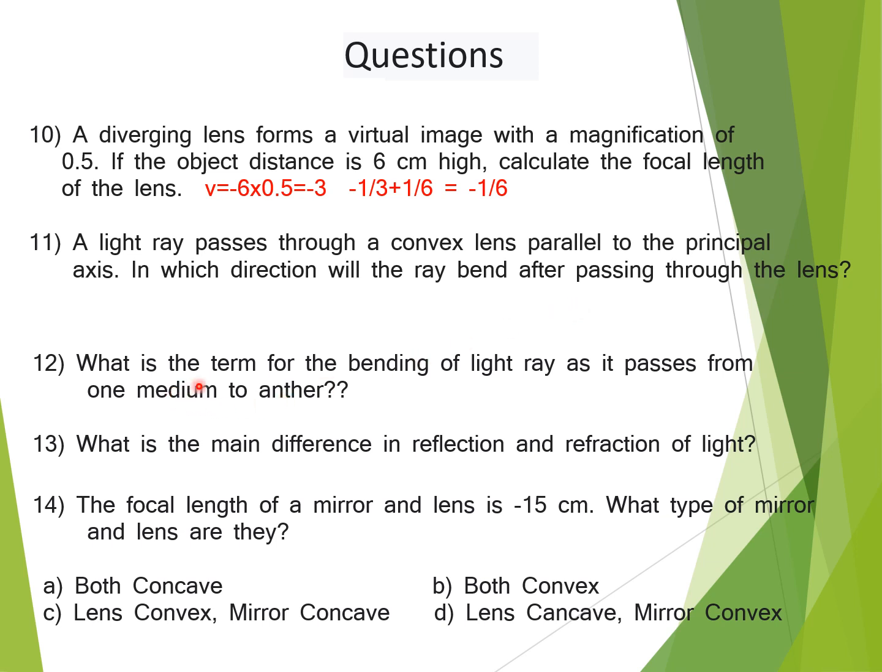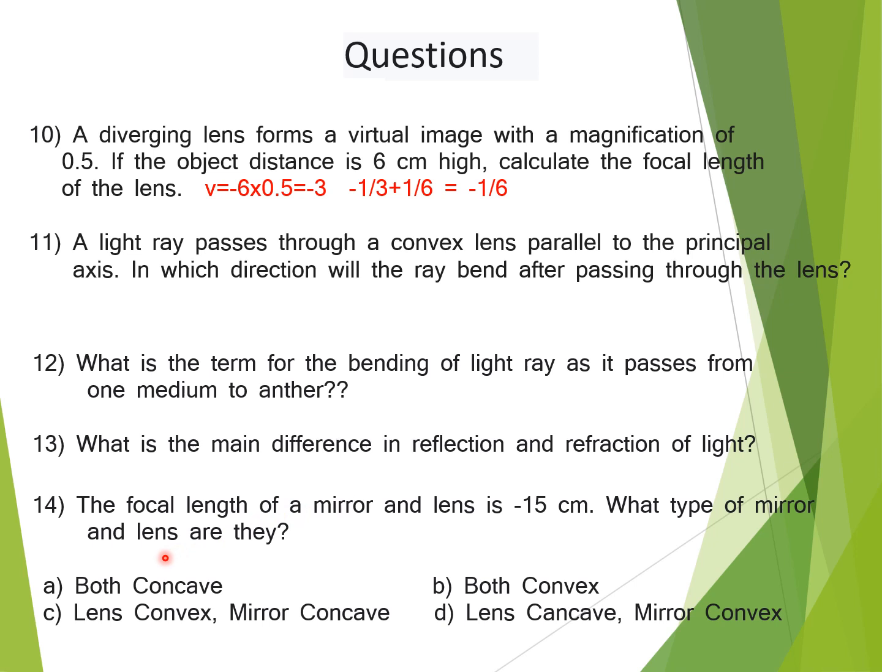Next is, what is the term for the bending of a light ray as it passes from one medium to another? Surely this term will be called refraction. Then what is the main difference between reflection and refraction? In reflection, the light bounces back, whereas in refraction, the light ray bends.